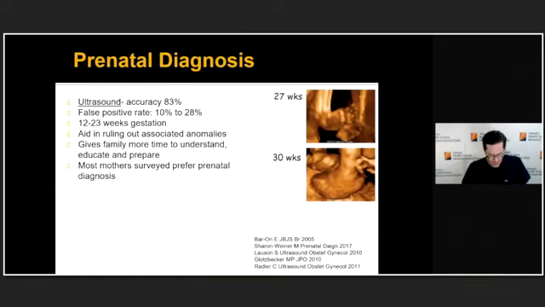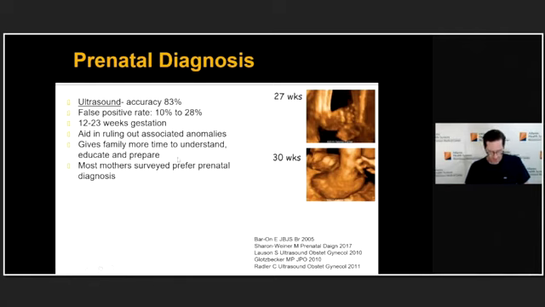But ultrasound is available for diagnosis of a clubfoot prenatally. It is pretty accurate, up to 83%, although the false positive rate varies from 10 up to 30%. We can typically diagnose a clubfoot, as you can see here, about 27 weeks or 30 weeks. The older the fetus, the more accurate the diagnosis.